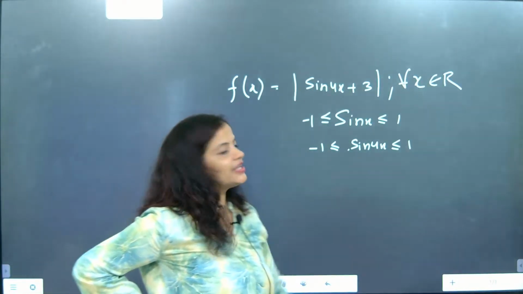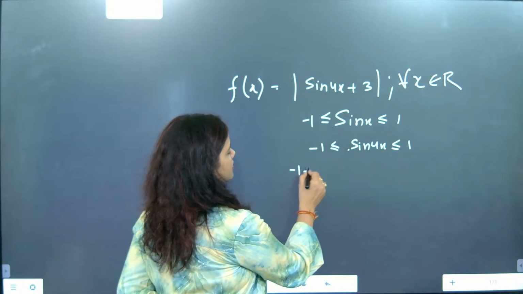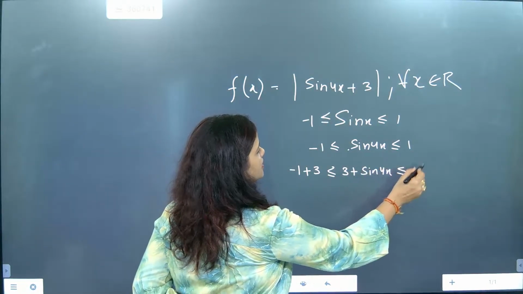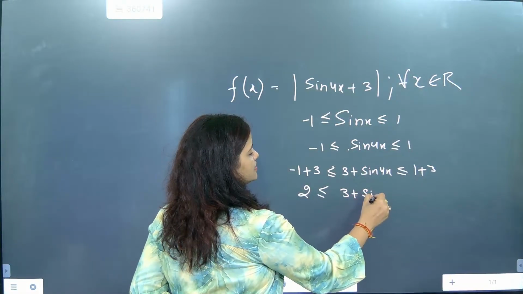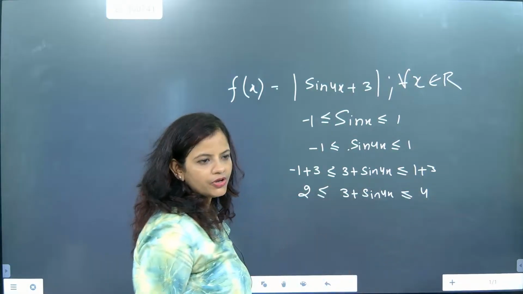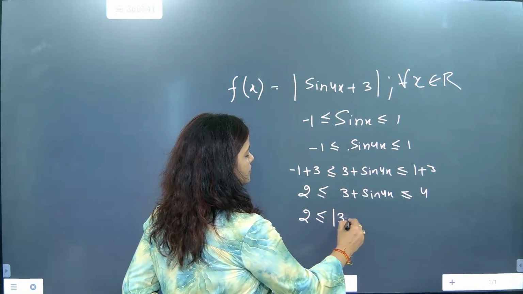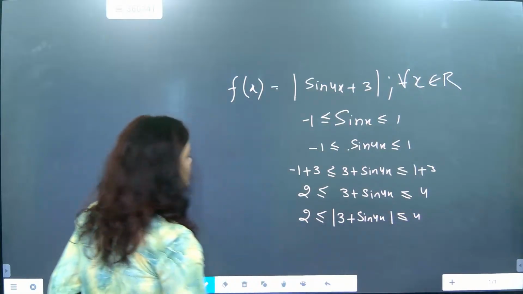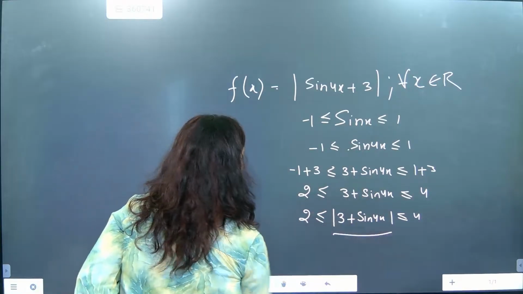Now look here. Sin 4x is there, beta. Sin 4x lies between -1 and +1. Done. Now, beta, we need to add 3. So 3 plus sin 4x lies between 2 and 4. Now absolute value means if I put modulus, the modulus will not change the absolute numbers. Here positive is there. So this part will be f of x.